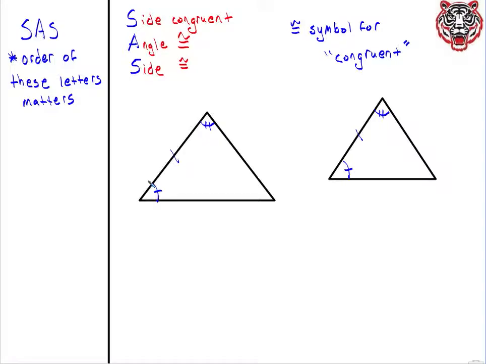All right, my question for this picture is, can I use side, angle, side on these two triangles? I'll repeat the question. Can I use the side, angle, side congruence theorem on these two triangles? It's a yes or no question. Do a thumbs up, thumbs down, so that everyone has to hold up something. Thumbs in the middle if you're not sure.